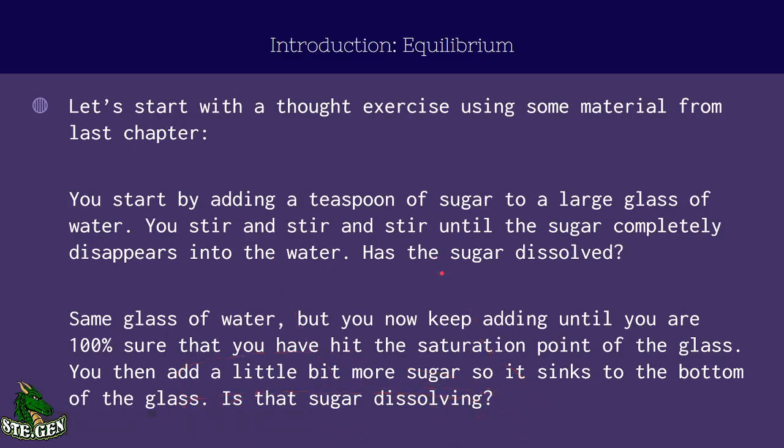Is that sugar, saying it doesn't dissolve as in it's staying at the bottom, is that sugar dissolving? Well, you might be able to guess because I changed my wording a little bit on that last one that this is not going to work out exactly how you would expect. Your instincts probably tell you that this one the sugar is dissolving, and this one the sugar is not dissolving, because you just said it sank to the bottom.